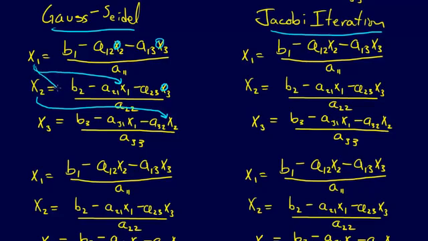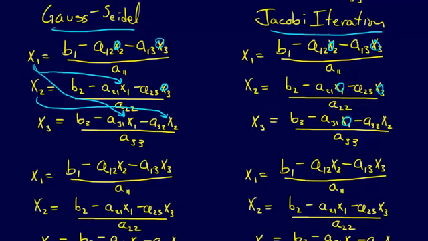We also use the most recent x1 in this equation as well. Alright, so we're always using the most recent, the latest and greatest in the Gauss-Seidel method. Jacobi iteration is a little bit different. For Jacobi iteration, if we're going to start out with initial guesses of 0, we just go ahead and put them in everywhere in all three of these equations.